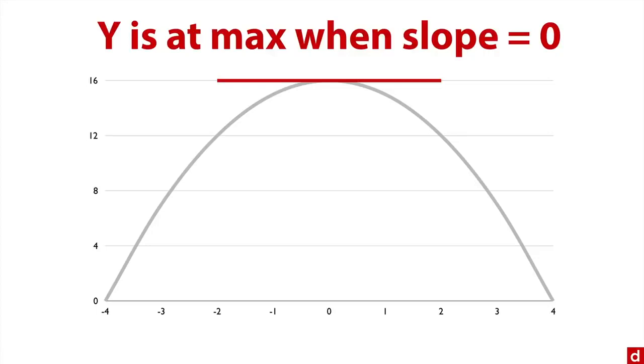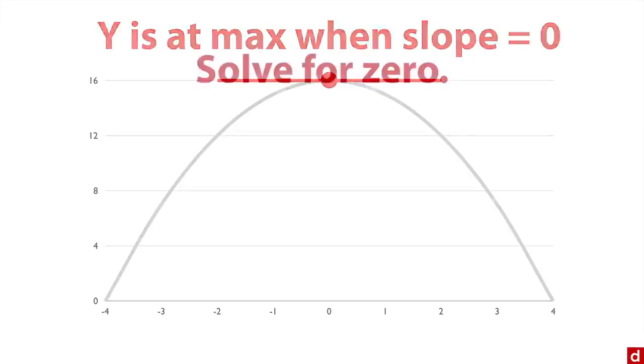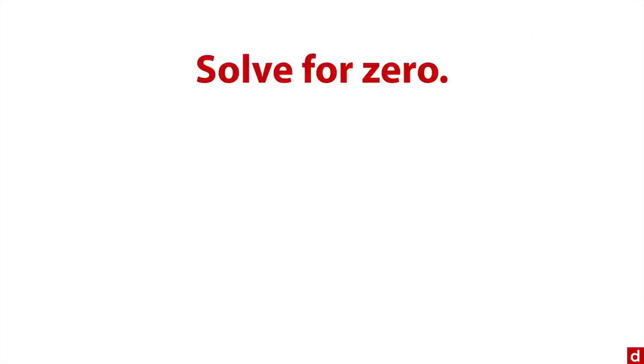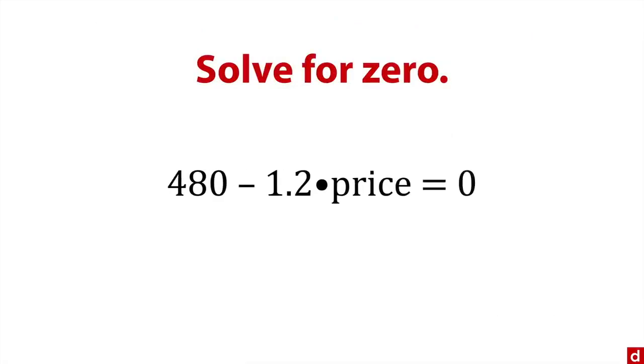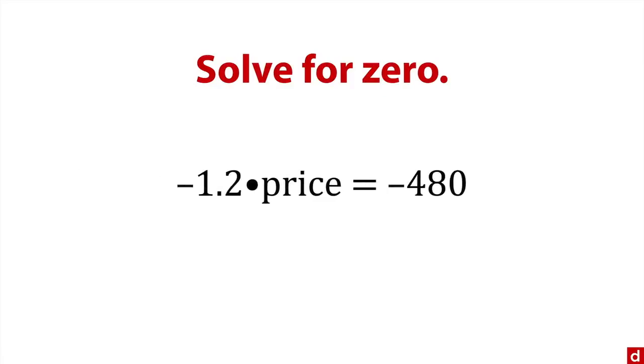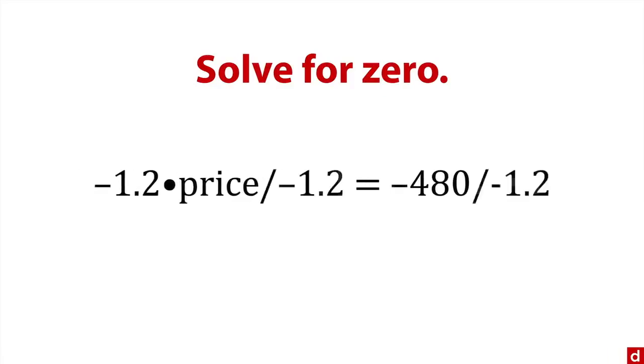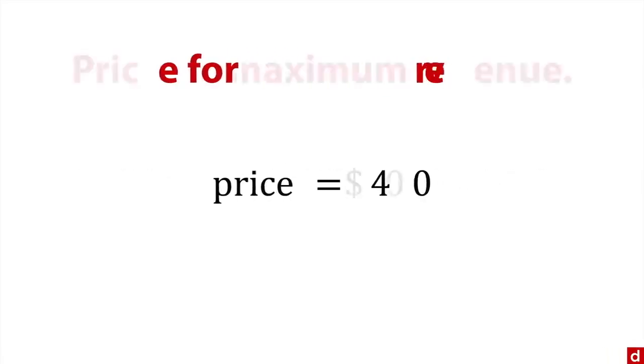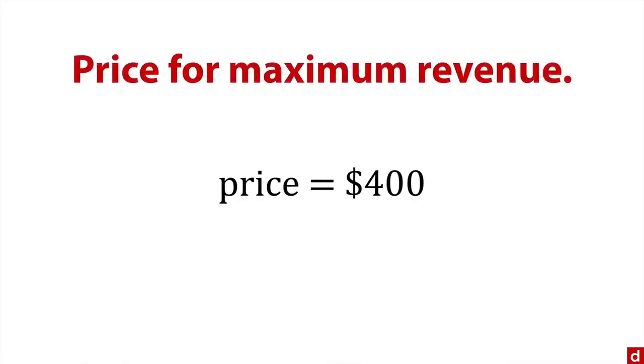Okay, so what we're going to do is we're going to solve for 0. Let's go back to our equation here. We want to find out when is that equal to 0. Well, we subtract 480 from each side. There we go. And we divide by minus 1.2 on each side. And this is our price for maximum revenue. So we've been charging $500 a year, but this says we'll have more total income if we charge $400 instead.